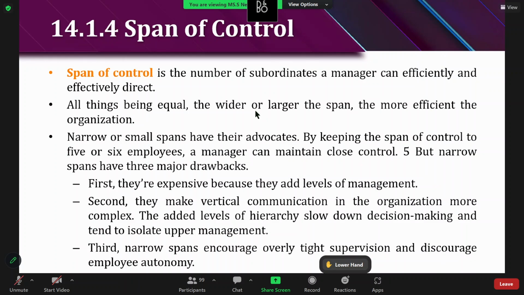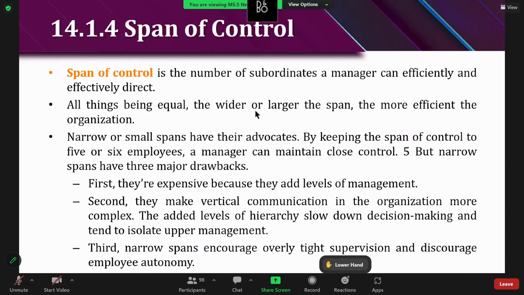The fourth element is the span of control. That means the number of subordinates which can be controlled by a supervisor, and this control has to be done efficiently and effectively. How many subordinates can a supervisor control? Maybe 10 subordinates, or 20, or 3. That number is the span of control. All things being equal, the wider or larger the span, the more efficient the organization. So it's expected that if everything else remains unchanged, when the span of control widens, we can expect the organization to be more efficient.